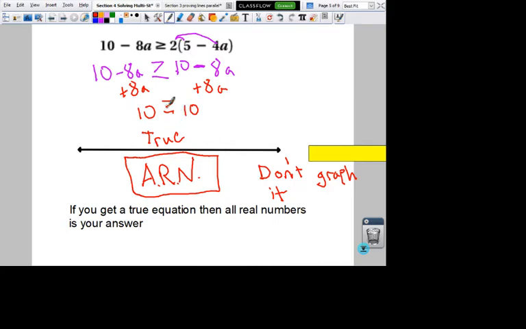I just did it to show that it's true. You still can write ARN, but we don't graph it. It's an abbreviation, so it's a little weird.